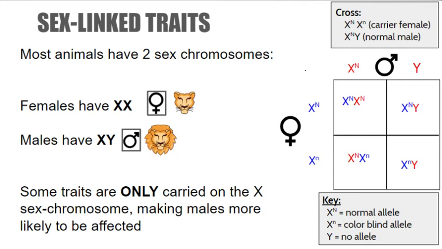Females, however, have two X chromosomes, which means that if they get one copy of an affected gene, they've got another copy that could be normal and not have the trait. This means that they're much less likely to get diseases that are carried on the X chromosome because they've got two shots to get a non-diseased allele.